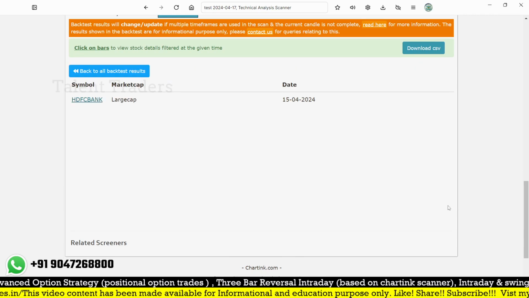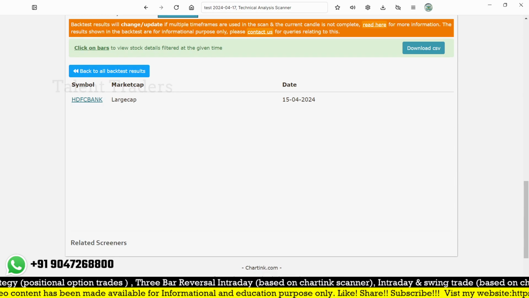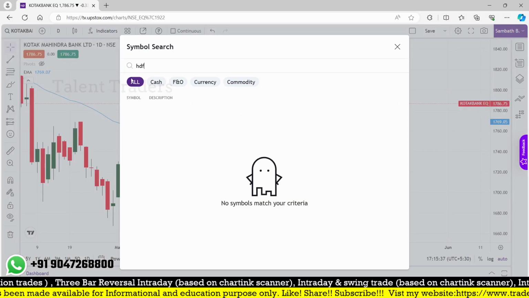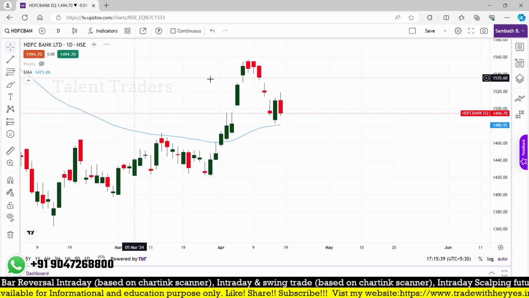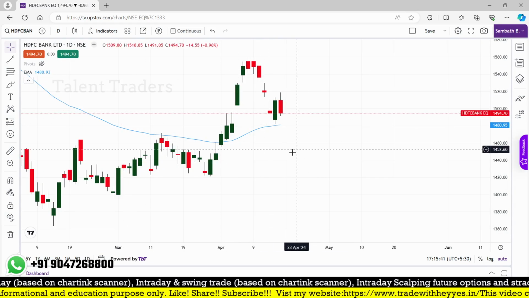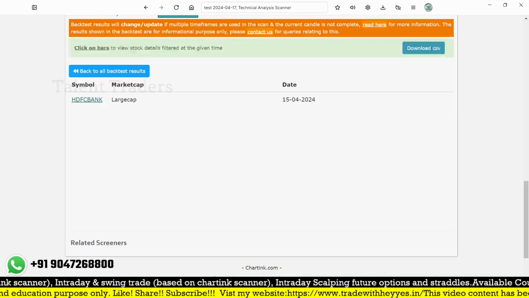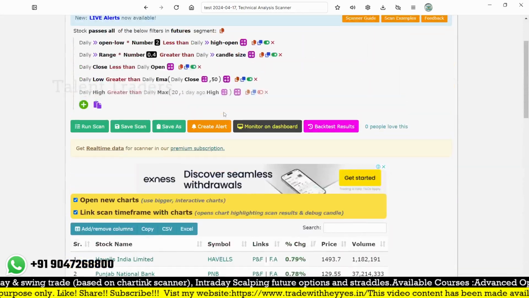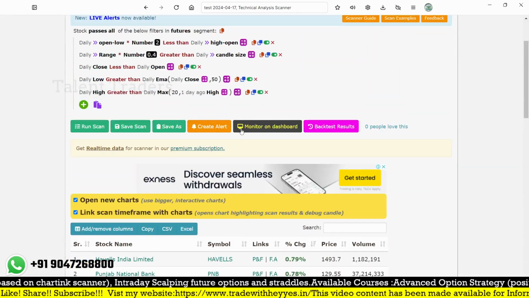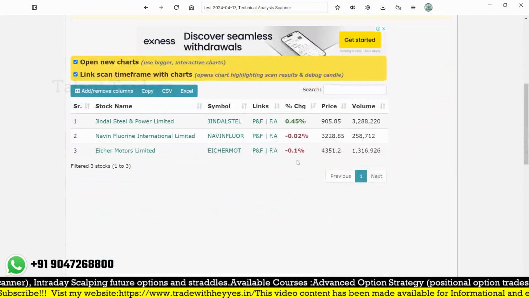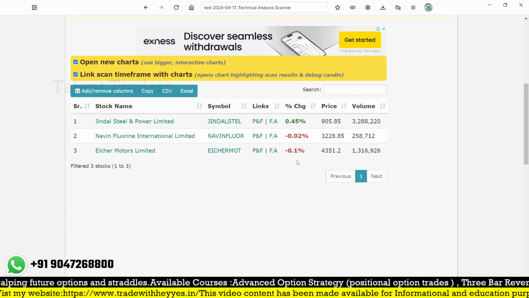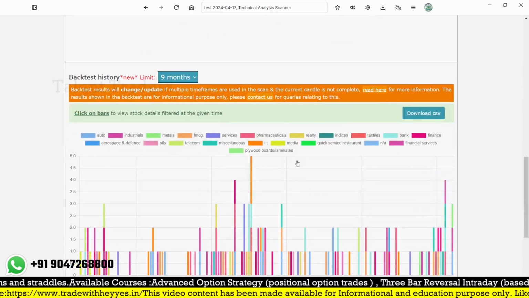And here on the 15th, it's HDFC Bank. Let me check what is happening on HDFC Bank. So here there is one, but we are looking for the highest level. That single line will filter out all the stocks which form only at the highest level. If I run the scanner, we have three stocks for tomorrow which are forming such a good reversal pattern.